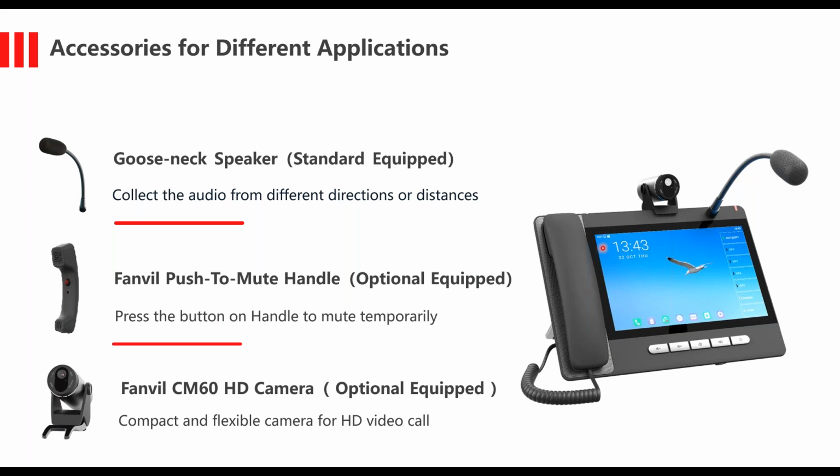Now let's just talk about some of the accessories as well. Even though we stated that it comes as a one-way camera, where you can see video here, you might have some applications that require two-way video. If that's the case, we have a Fanvil CM60 high-definition camera that you can add on as an auxiliary device, bought separately, which provides two-way video in case you want to do a Skype call or some other interface that requires two-way communication through a single interface.